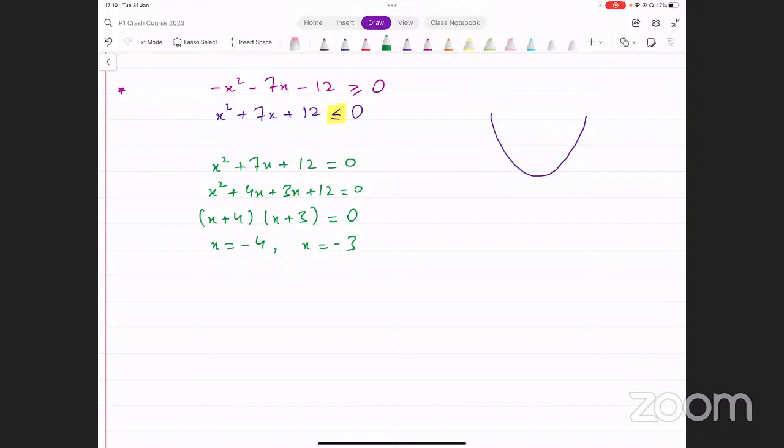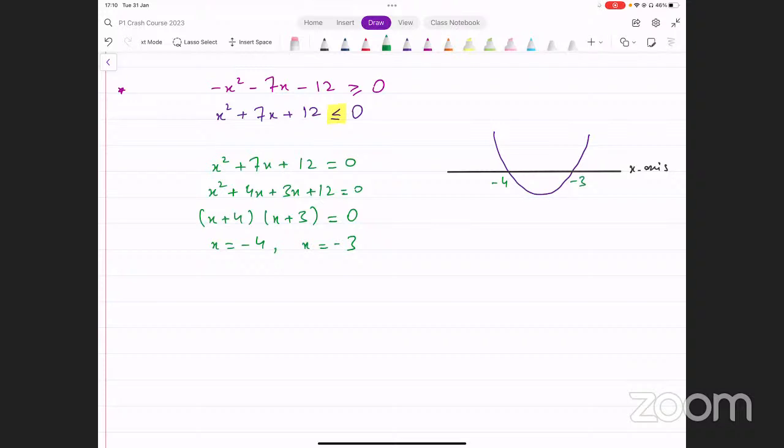So again, what we do is we draw the x-intercepts here. The x-axis is going to look like this. The x-intercepts that we're getting are -4 and -3. So you need to think about which number is smaller. -4 is smaller, right? So that's going to be on the left side, and -3 on the right side, because that's the bigger number.